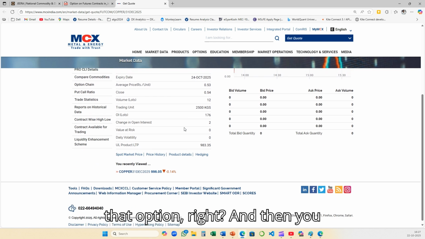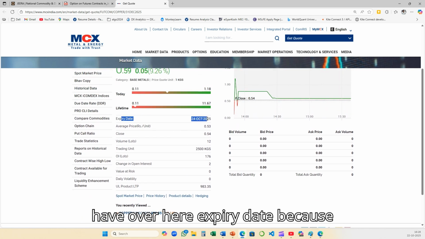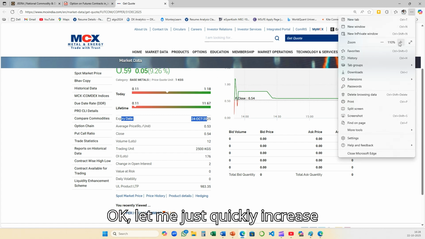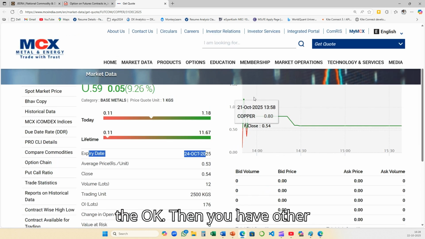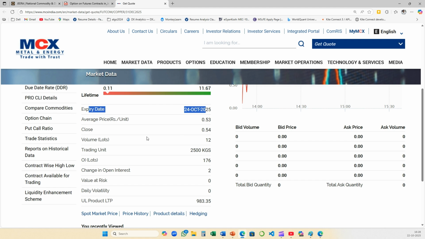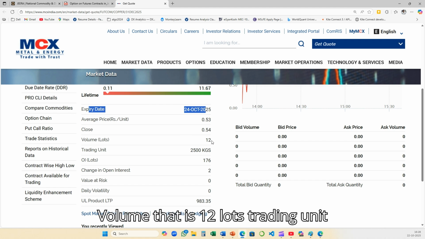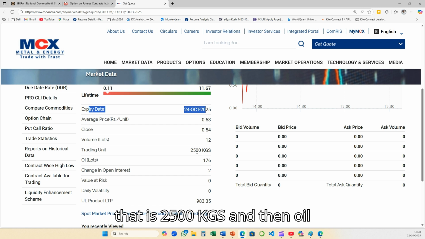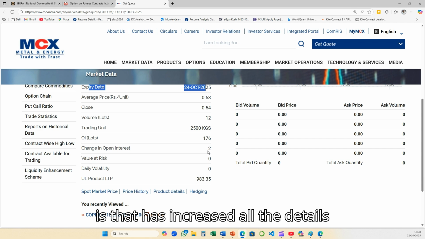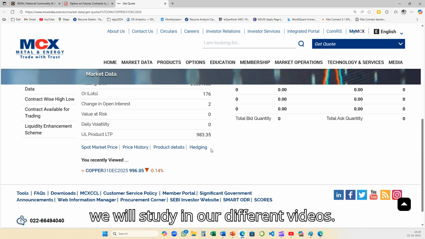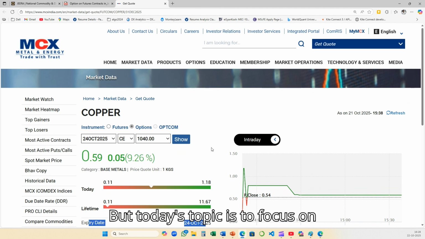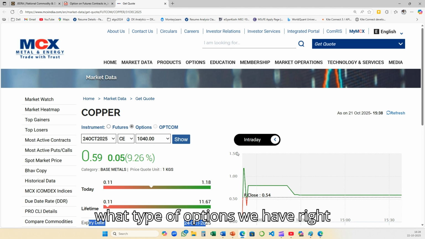And then you have over here the expiry date, because I have selected the expiry of 24 October. Let me just quickly increase the... okay, then you have other numbers like volume, that is 12 lots, trading unit, that is 2500 kgs, and then OI information, changes in open interest, that has increased. All the details we will study in our different videos, but today's topic is to focus on what type of options we have, right?